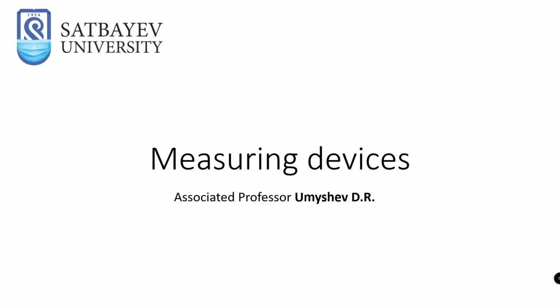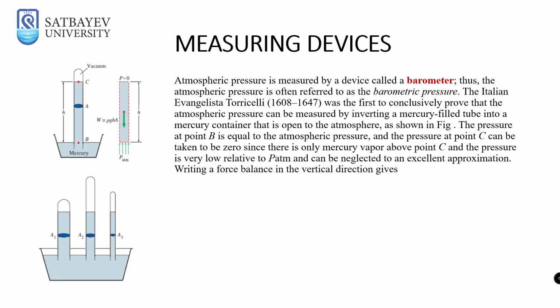Measuring devices are devices used to measure any properties of bodies. For example, pressure, temperature, viscosity, the current, the quality of the electricity, and other types. Today we're going to consider the atmospheric pressure, pressure generally, and the devices which measure it.